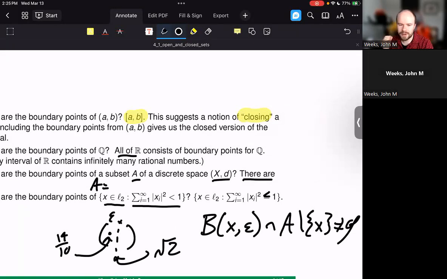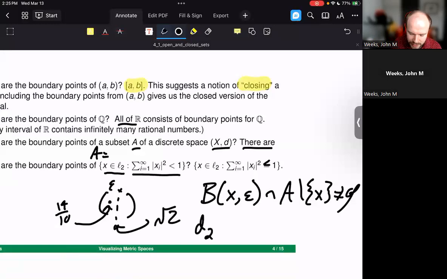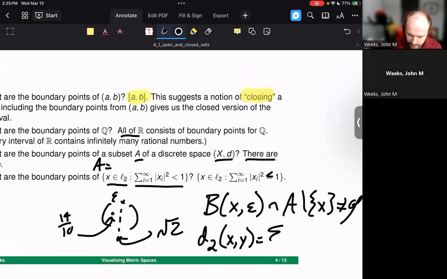Well, what are the points that are going to be close to a value of x, x here being one of our little L2 sequences? Remember that the notion of close with this is based on that d sub 2 metric that we use for sequences, which is to say that we're taking the sum from i equals 1 to infinity of the absolute value of x sub i minus y sub i squared, and then taking that to be square rooted.